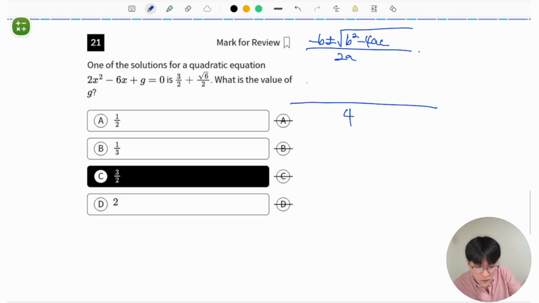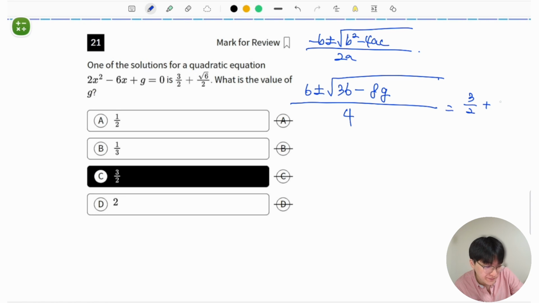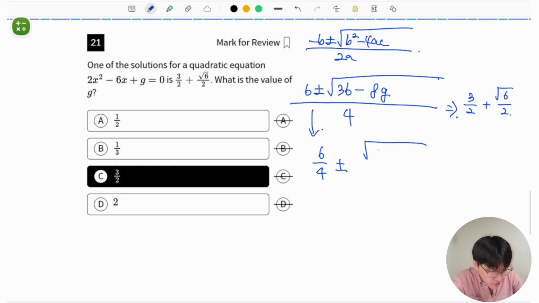x is equal to 6 plus or minus the square root of 36 minus 4 times 2, which is 8, times c, which is g, all over 4. And that was equal to 3 over 2 plus square root 6 over 2, one of the answers. Okay? So let's see. The first thing we can do is separate these terms. And once we do that, we get 6 over 4 plus or minus the square root of 36 minus 8g, over 4.